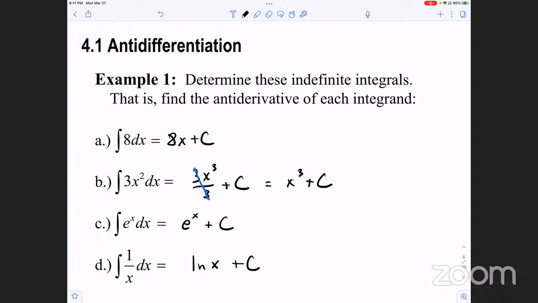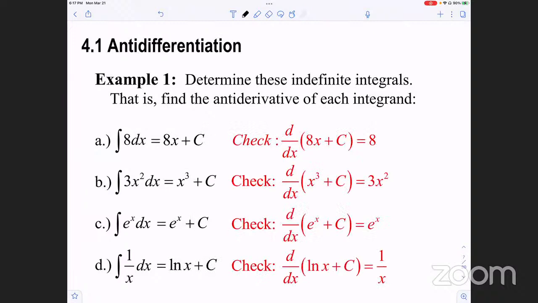Okay, I think we already had these. And again, we check by just taking the derivative. We got this answer, we check by taking the derivative, and they all work out.